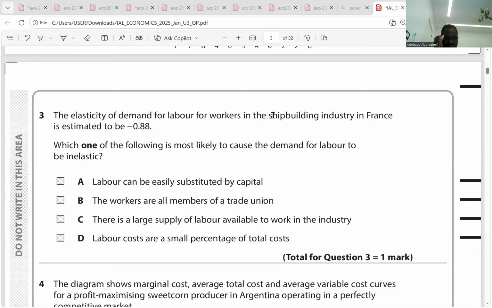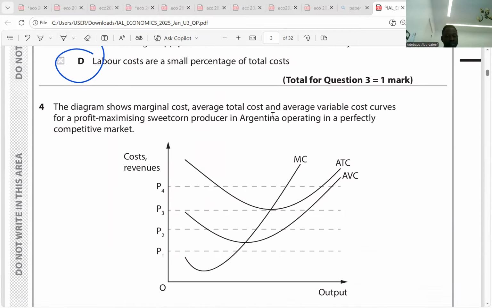The workers are all members of a trade union. That is supply of labor. There's a large supply of labor available to work in the industry. That's still supply of labor. Labor costs are a small percentage of total cost. That means the cost of labor is less, and if the cost of labor is reduced, it's an incentive to employ more workers. So for question 3, it's D.